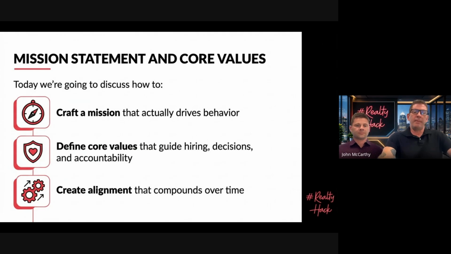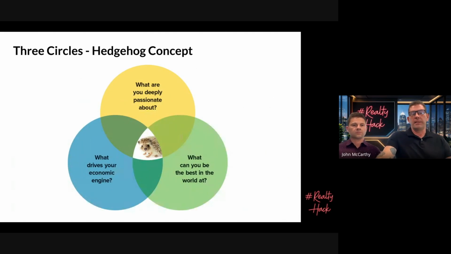So, mission statement and core values. We're going to discuss how you craft that mission statement, how you define the core values that guide hiring decisions and accountability, and then creating the alignment that compounds over time. And I'll get into why it's so important to do this. So first of all, we're going to talk about the mission statement.